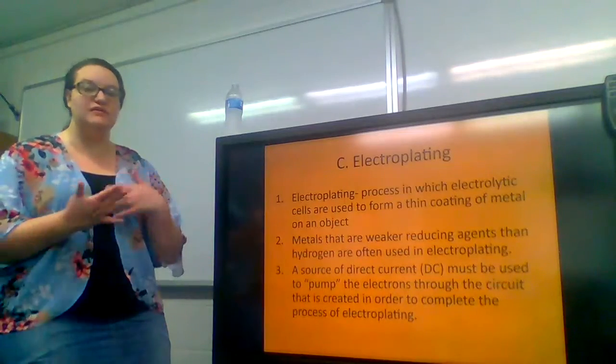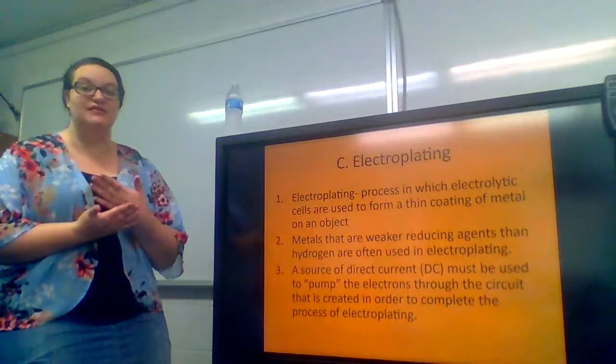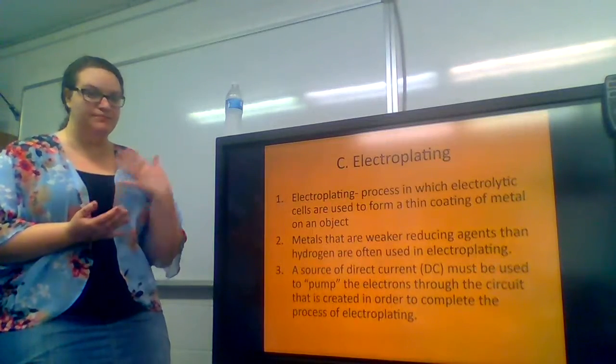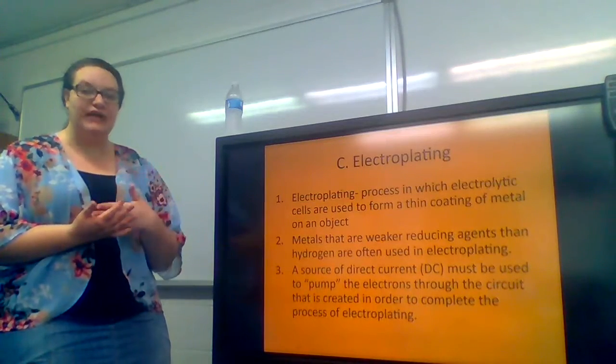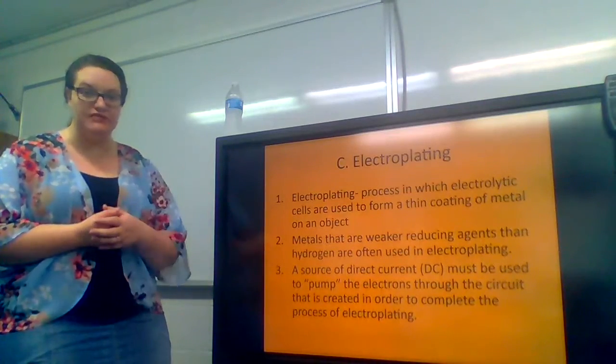So there has to be a source of direct contact. There has to be something that is directly affecting the liquid that is doing the electroplating process, all right?